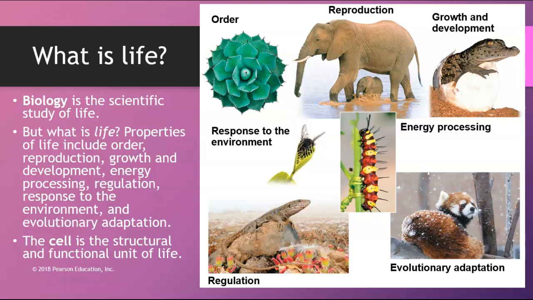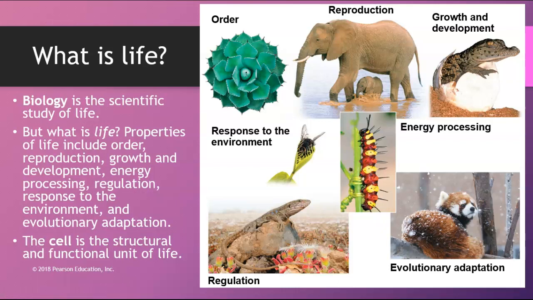But it's not always easy to define what life is. I mean, we can recognize what we think are living things, but then there are some things that are a little bit more difficult to determine. And so biologists or scientists have come up with a list of properties that most biologists agree define life and define what's living, and that includes an orderly structure, reproduction, growth and development, energy processing, response to the environment, regulation, and evolutionary adaptation. We're going to talk about each one of these in turn, so don't think you have to hurry to write stuff down right now, because we're going to talk about each one of these separately.